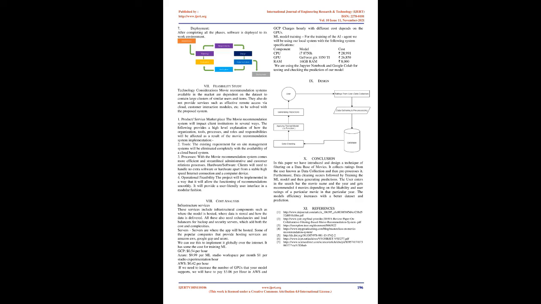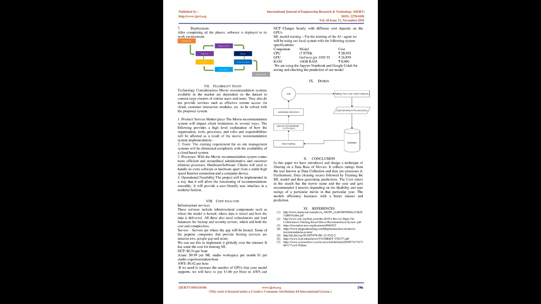Some of the popular companies that provide hosting services are Amazon AWS, Google GCP, and Azure. We can use these to implement it globally over the internet. The cost for training ML: GCP, 54 cents per hour; Azure, $9.99 per ML Studio Workspace per month, $1 per Studio Experimentation hour; AWS, 42 cents per hour.